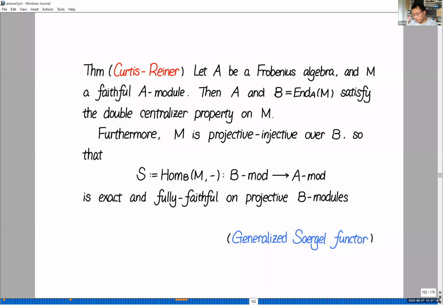So what you started with is just a faithful representation over A. The roles M plays over A and B are slightly different. If M is a faithful module, it doesn't have to be projective. But when you turn to B, it's always projective and injective. And so the Hom out of M functor, the S functor, is always exact. And you can show that it's also fully faithful on projective B-modules. This is very reminiscent of the Soergel functor in category O. So we call this the generalized Soergel functor, but it actually existed even before Soergel's study of category O.